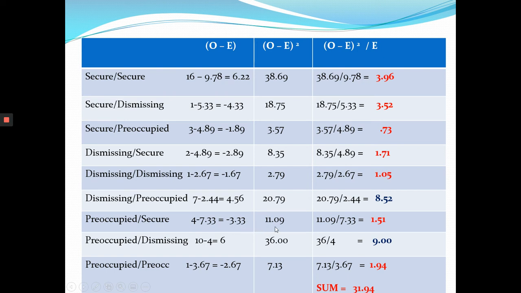3.33 times 3.33 is 11.09. 11.09 divided by 7.33, the E, is 1.51. So here are all the numbers. If we add this, it's a whopping 31.94 for the chi-square. This is what we call making up data. Even though the data are in the direction of the research, it's probably not as strong as this. But these data are made up, obviously.